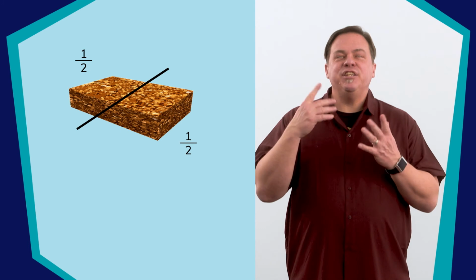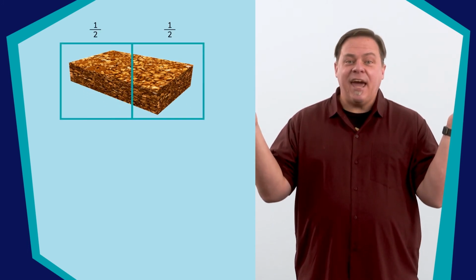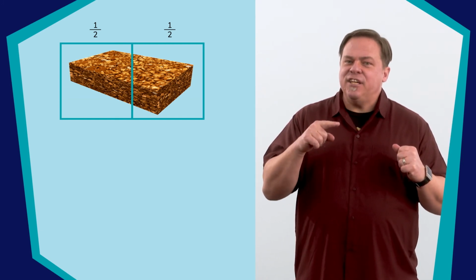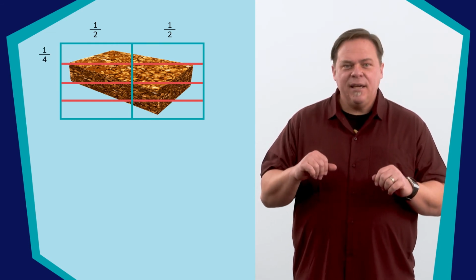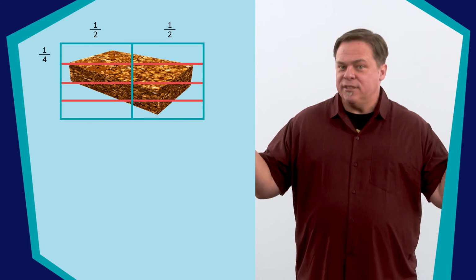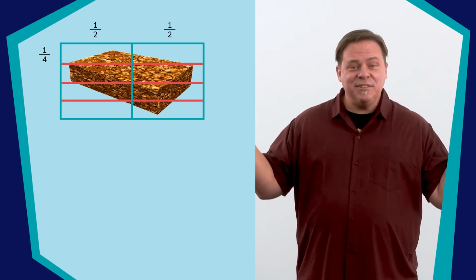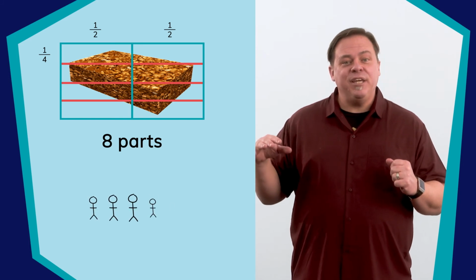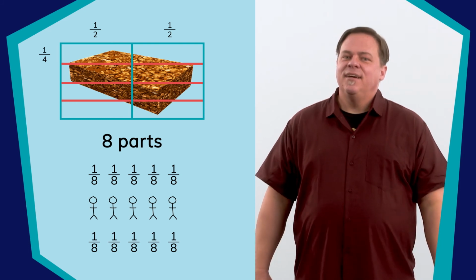Let's start by imagining the brick. We've split it into 2 parts, so each part is half of the brick. Now, let's split each half into 4 parts, because that's what we're doing, dividing by 4. How many total parts do we have? You got it, 8 parts. So on day 1, each of my friends will get 1/8 of the brick, and the same thing on day 2.